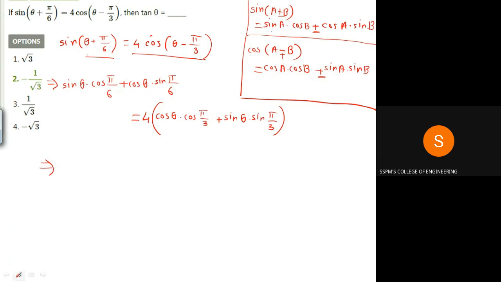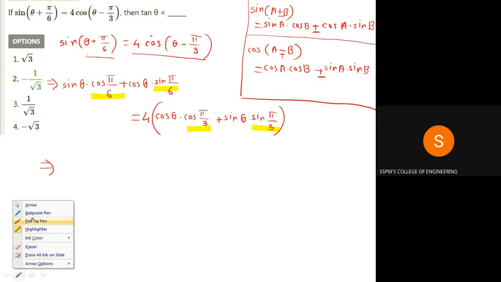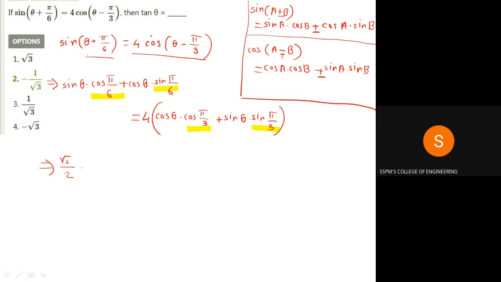Now here, let me highlight this. These are the numbers that we already know the values for. So what is cos pi by 6? Cos pi by 6 is root 3 by 2, isn't it? So it is root 3 by 2 into sine of theta plus, sine pi by 6 is 1 upon 2, cos of theta, is equal to 4 into bracket what?